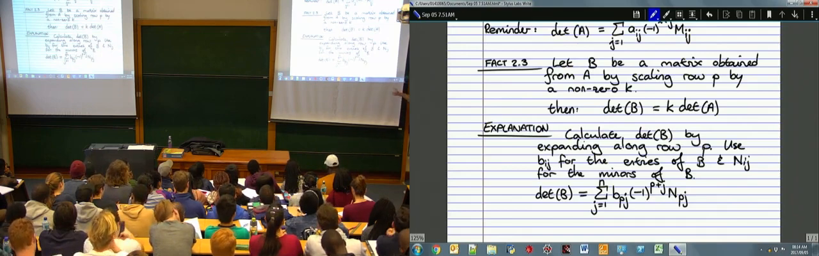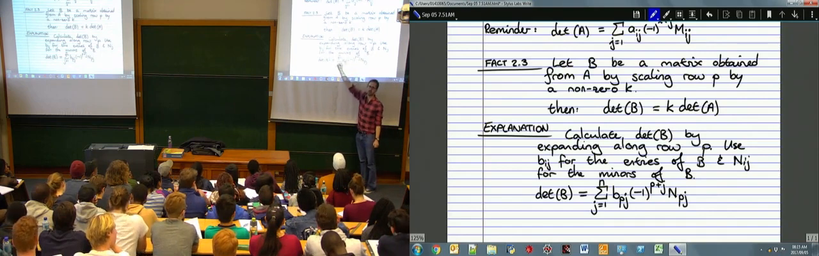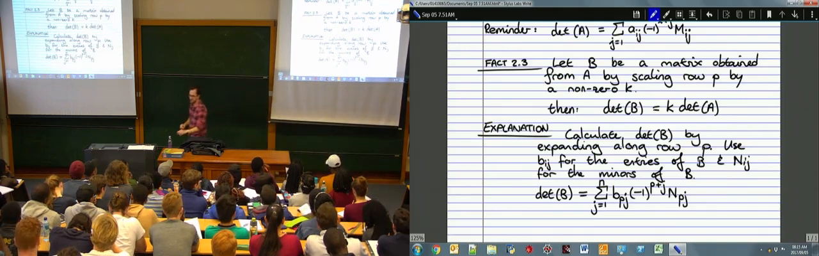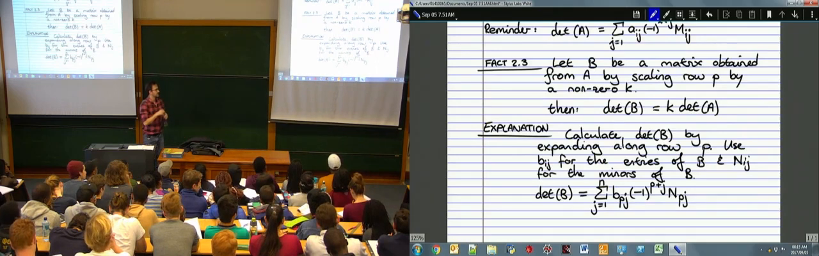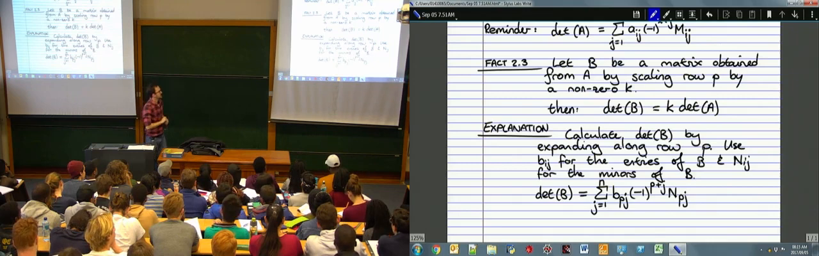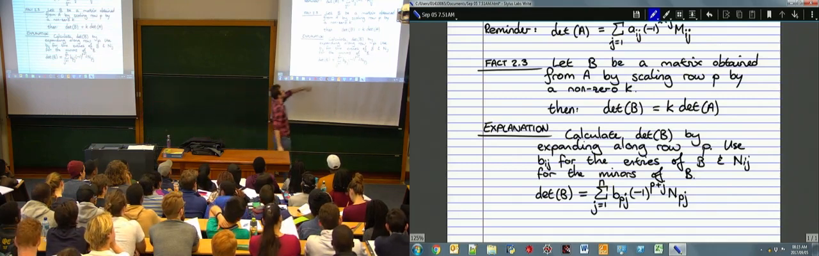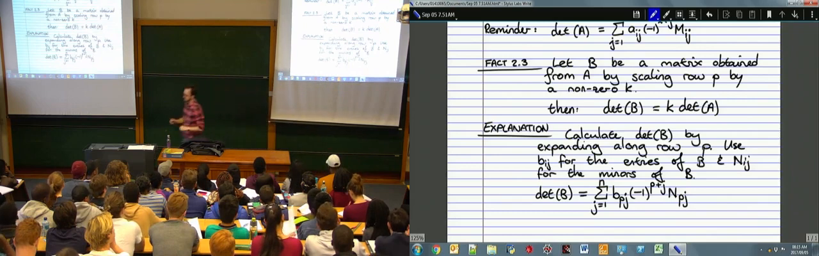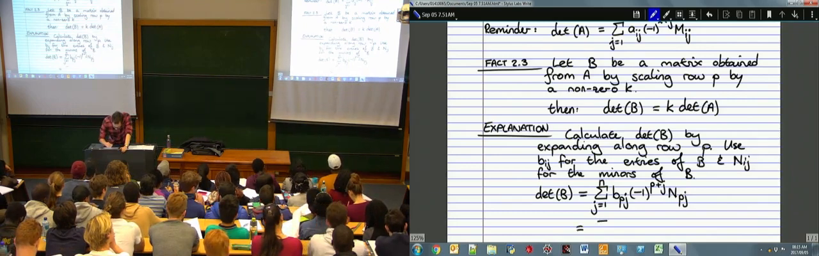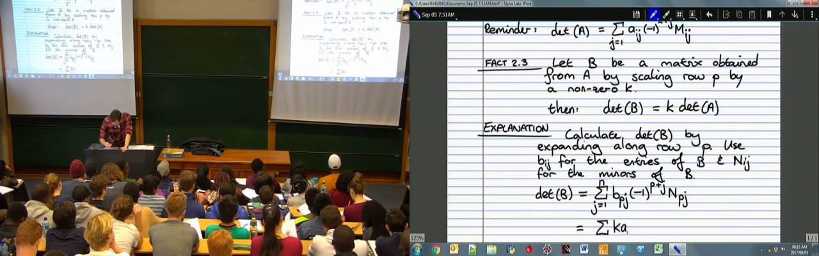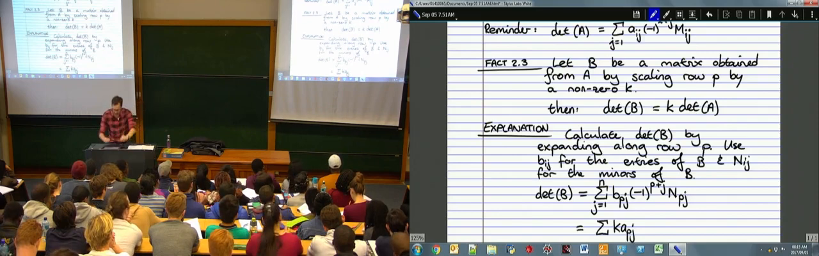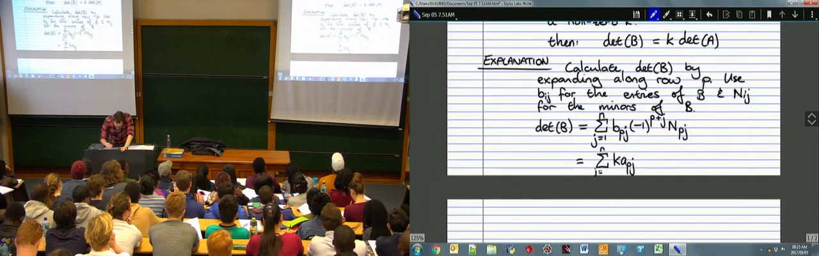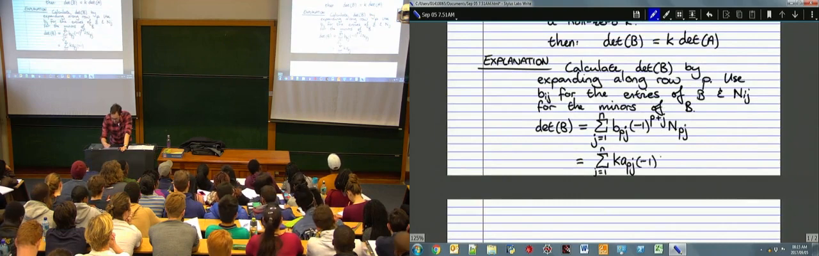So can anyone tell me, these entries b_pj, what could we replace them with? Okay, so it's not p times, it'll be k times, but yes, you can replace this with k times a_pj. So this is the same thing as k times a_pj, at least that little first bit. Okay, we're still summing j from 1 to n. Oh, I've run out of space. The sum over j equals 1 of k a_pj, and the minus 1 is still minus 1 to the p plus j.